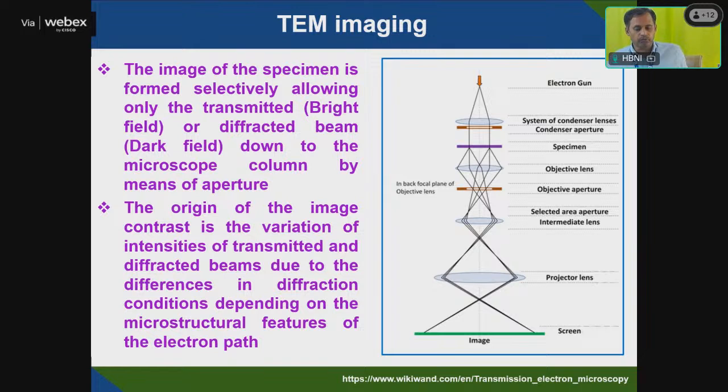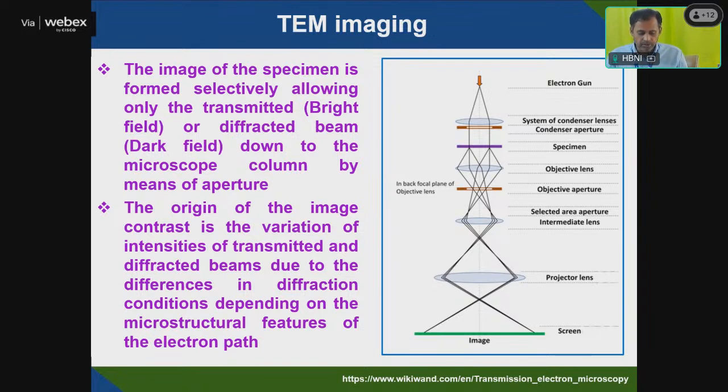Another mode of the electron microscope, especially the transmission electron microscope, is imaging. Imaging is the same way as in SEM, but here the transmitted beam is used. The image of the specimen is formed selectively, allowing only the transmitted beam. That gives you a bright field image, or if you allow a diffracted beam, that gives a dark field image. So in imaging you get two types of image: one is a bright field image, and another is a dark field image.